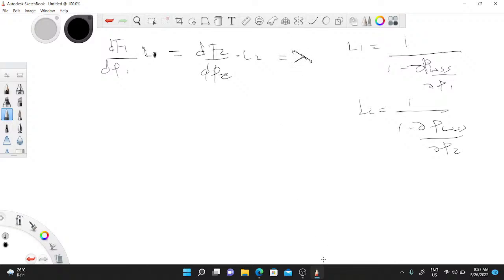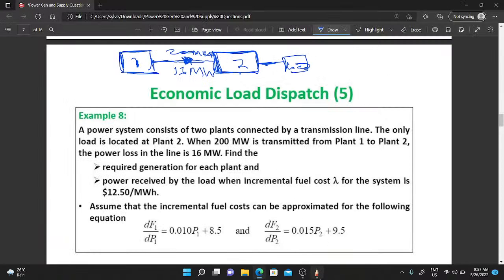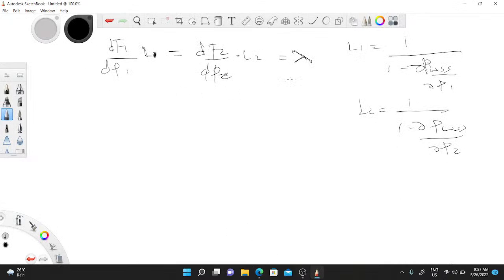Okay. Let's note that in this question they've given us lambda. They say that the incremental fuel cost lambda for the system is 12.5. So we know that all this is equal to 12.5. Let's keep this in our mind, it will be useful. So we have this to be 12.5. Okay. Let's move on, please.